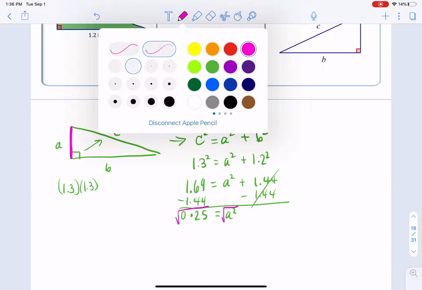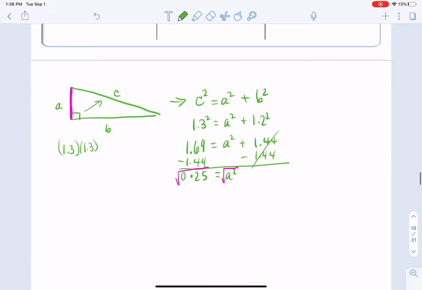So the square root of, ignore the decimal, 25. What's the square root of 25? The square root of 25 is 5. Now I just need to think about the decimal here. Is it 0.5? Is it 0.05? What's it going to be?